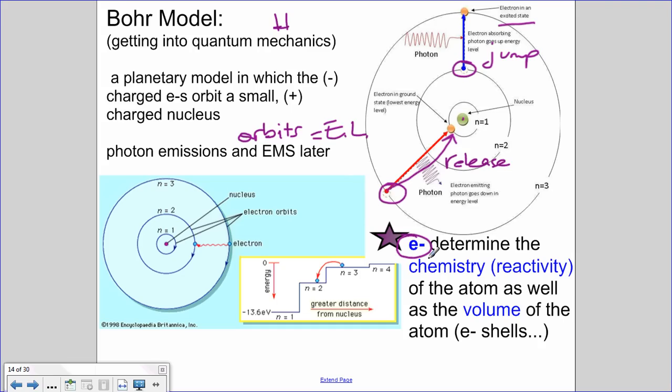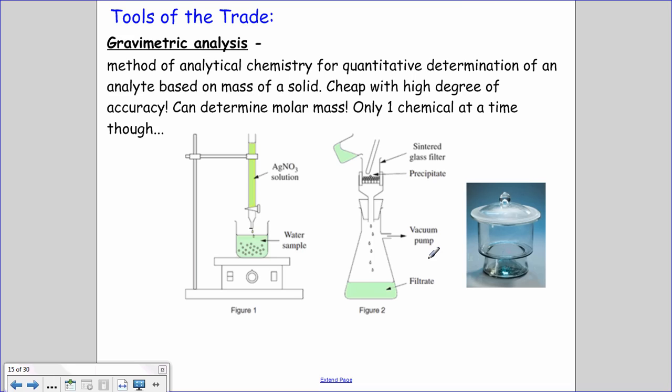Alright, so tools of the trade is just some techniques that we'll need to know. Gravimetric analysis is one that we'll use a lot, and I'll show you some of these pictures and what they mean here. It's an analytical chemistry method, which means you're going to be analyzing a compound. It's based on mass, so you'll be using an analytical balance with gravimetric analysis. This is something we'll do a lot, and it resembles a titration. We'll do it with acids and bases, and with Ksp, which you may remember from honors chemistry.